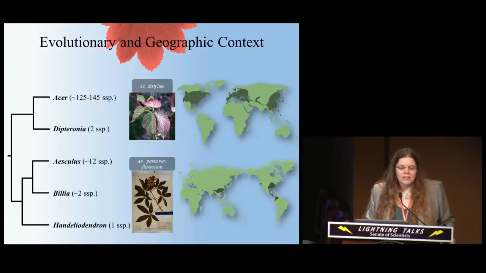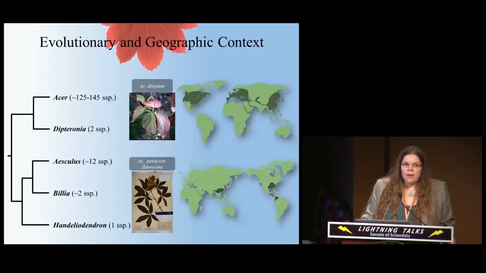So thinking about this in an evolutionary context, I'm showing you Acer and Dipteronia, which comprise a taxonomic tribe, Acereae, up at the top there in the phylogenetic tree, and at the bottom, Buckeyes, Hippocastaneae. So you see Aesculus there, the classic Buckeye, and its close relatives. If you look down that phylogeny, at the terminals there, I've placed the number of species out to the side. And one of the things that you should notice is that Acer maples are much more diverse than any of their close relatives. And that also gets me very excited about them.